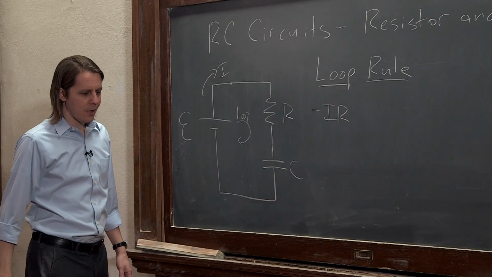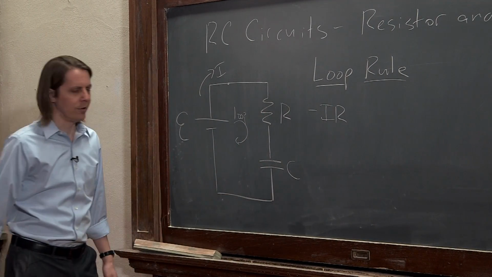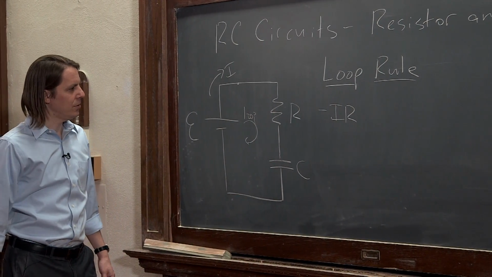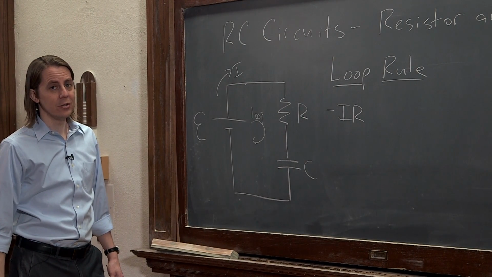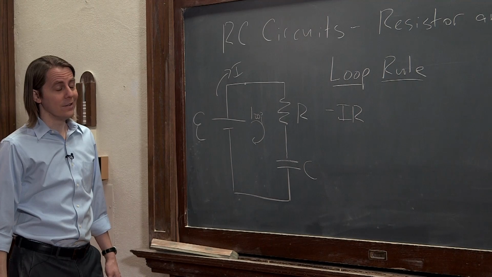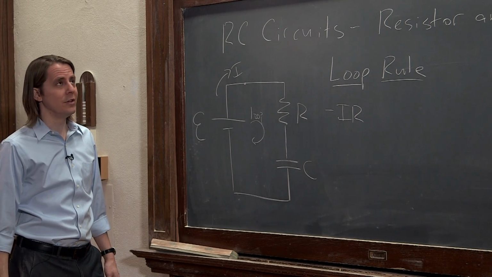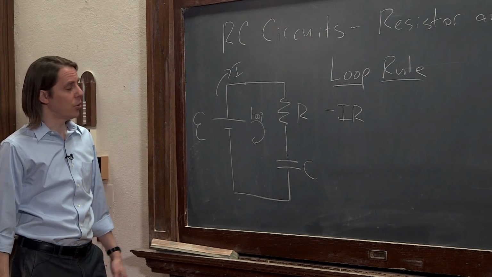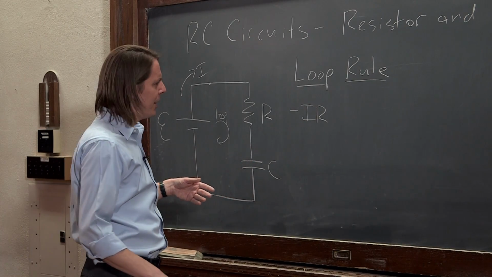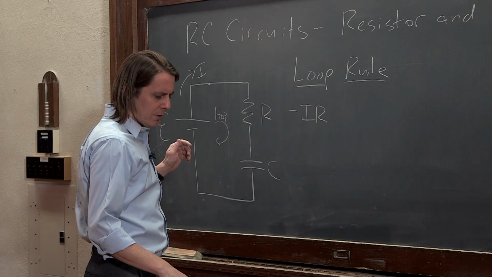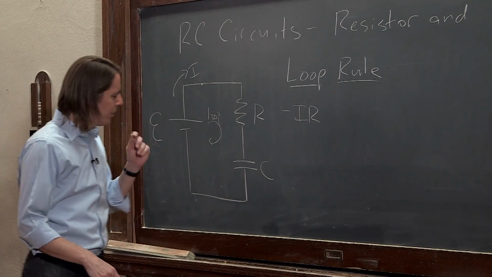Okay, and now I get to the capacitor. Well, what's the potential drop across a capacitor? It's not necessarily related to current, it's related to charge, right? CV equals Q, or let's see, the delta V across a capacitor is the charge on its plates divided by the capacitance. So to get the sign right, let's really think about what's going on.